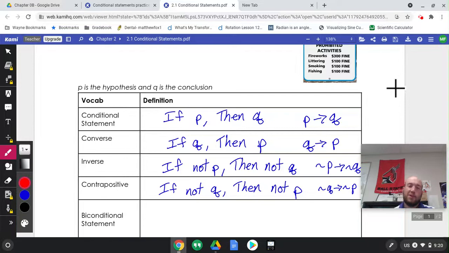All right, good morning and welcome back. Today's going to be our day 2 on conditional statements. We're also going to talk about biconditional statements and what those are.